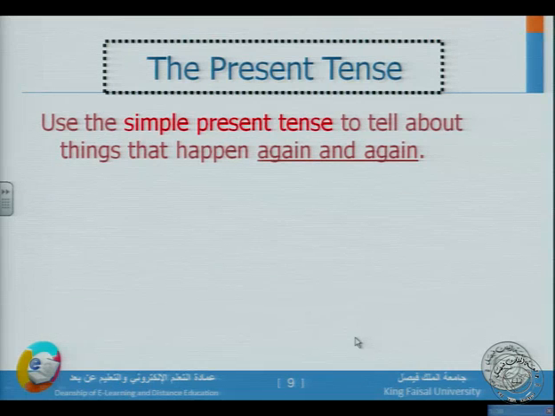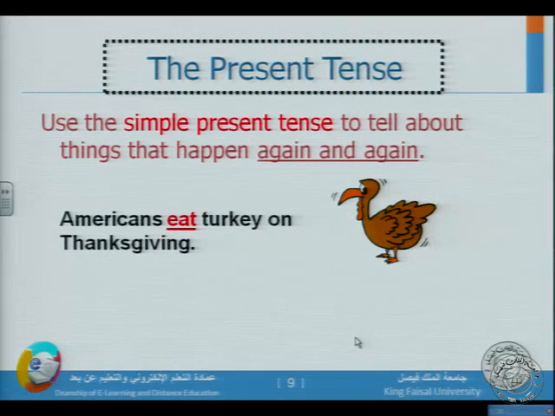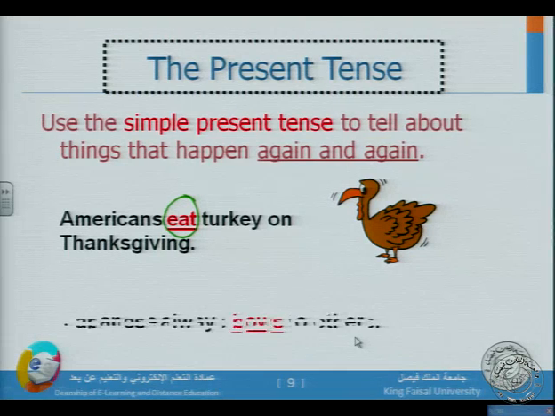The present tense. So again, you need to use the simple present tense to tell about things that happen again and again. Look at the sentence. Americans eat turkey on Thanksgiving. وهذا عيد وطني. العيد الوطني عندهم أو عيد ديني. It's a repeated action. So they eat, Americans eat turkey on Thanksgiving.